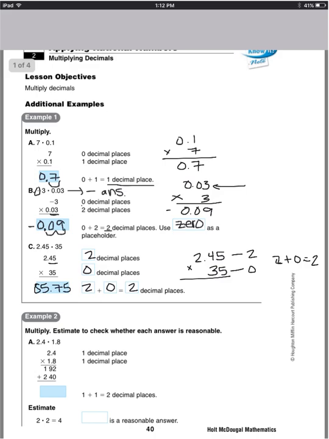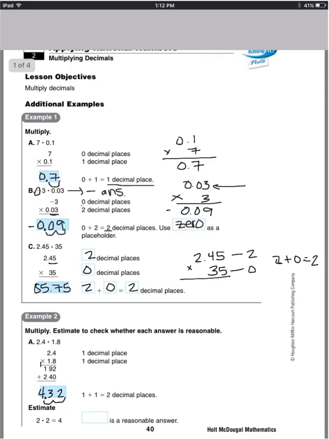Example 2, multiply, estimate to check whether each answer is reasonable. So, we have 1 decimal place, 1 decimal place, right? They've already done all the multiplication for us. So we're going to add, for our last step, we get 2, 13, carry the 1, and 4. And we had 2 decimal places, so we move the decimal place over twice, and there we go.